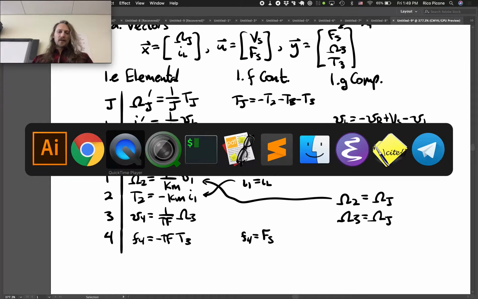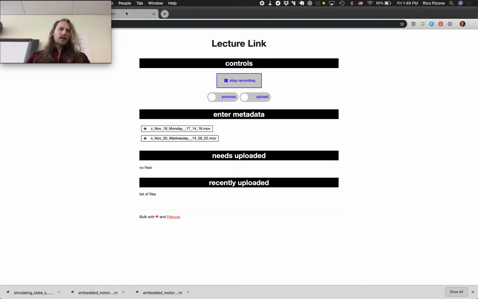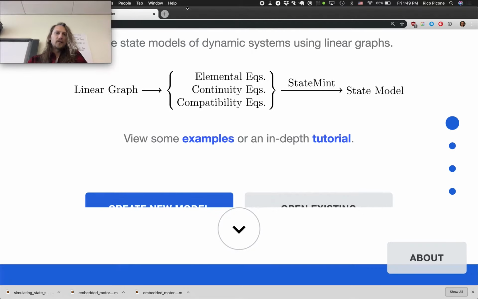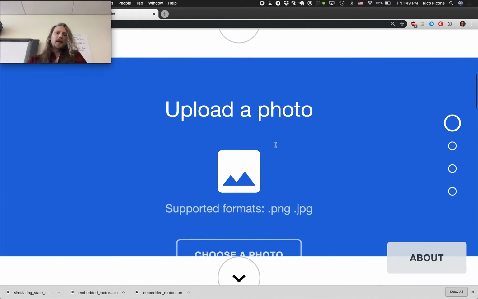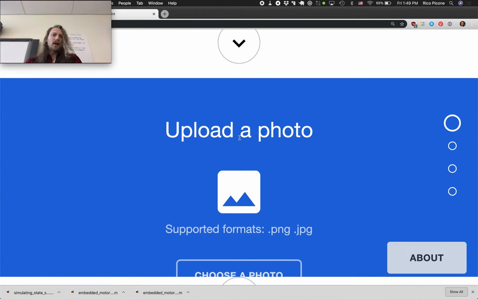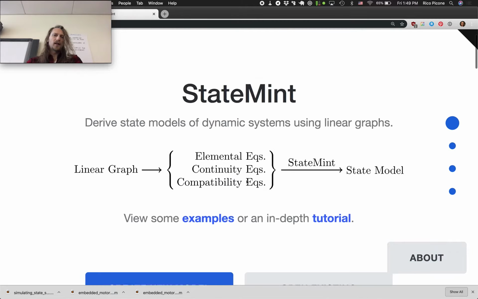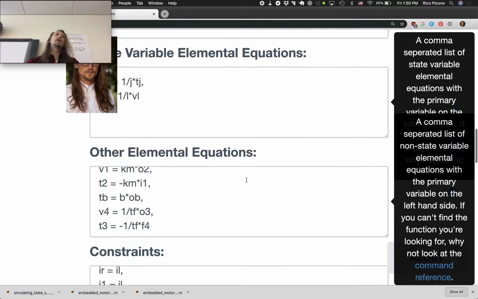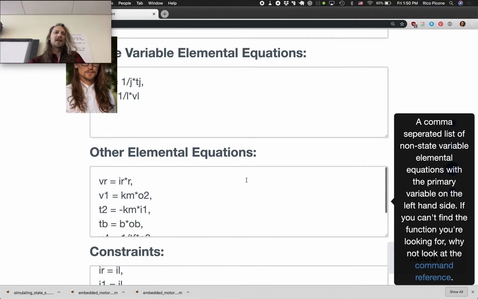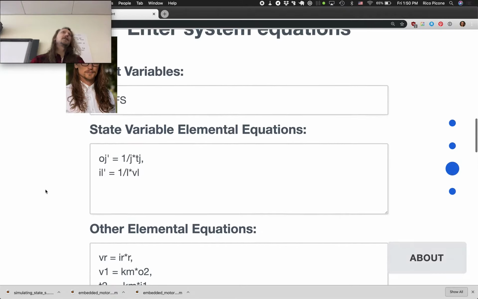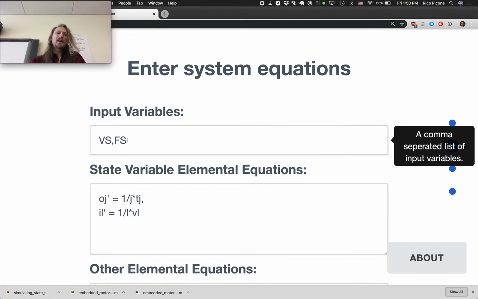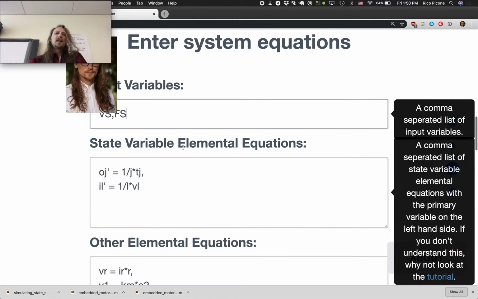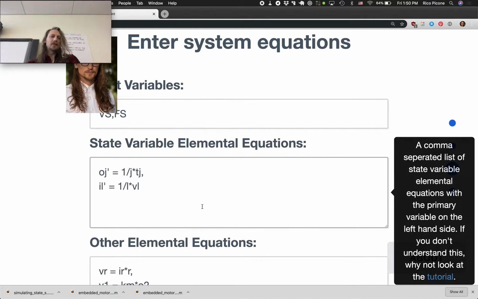So what I did is I put this into the statement website, statement.stmartin.edu, and I just plugged all this in. I should have uploaded a photo of the linear graph, but instead I uploaded a photo of my face because I didn't have a picture of the linear graph yet. I put the input variables in, Vs, Fs. The state variable elemental equations, to skip doing the algebra myself, I use the website to do it.